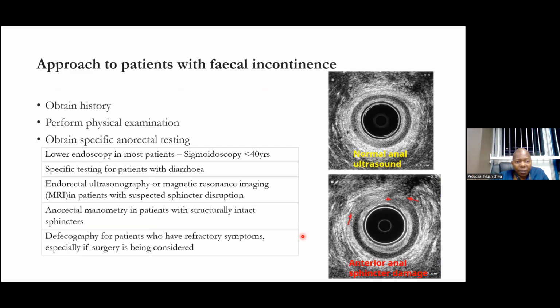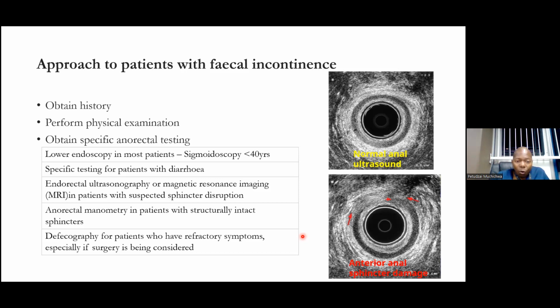Key to that, obtain detailed history, perform thorough physical examination, include digital rectal examination, and then once we exclude major issues, we do often proceed to do lower endoscopy in most patients, sigmoidoscopy for patients less than 40 or 45 years of age. Then if patients with diarrhea are coming in with incontinence, we do investigate for the possible etiologies of diarrhea before we move on to more specific tests.